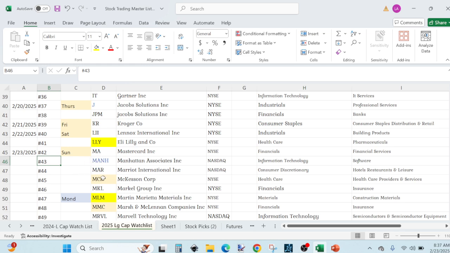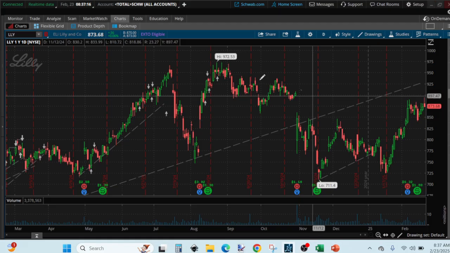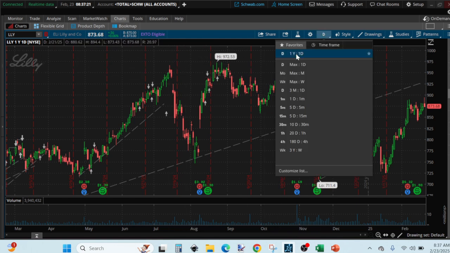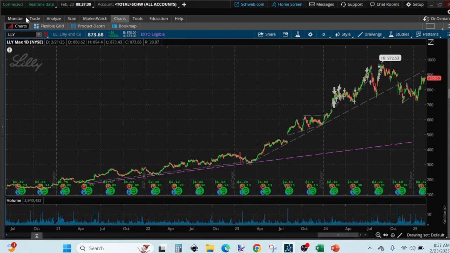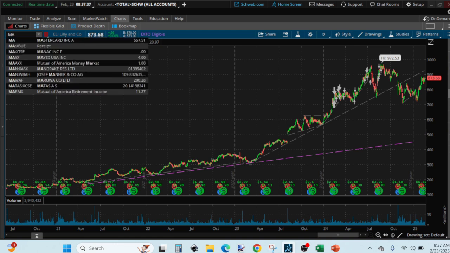We are going to analyze a few stocks from our watch list as an example, and we have the Thinkorswim platform open. It's good to have the daily chart. You can use either the 1 year daily chart, which is what is now open, or the maximum daily chart. And we are going to put in the first one, which is MA.